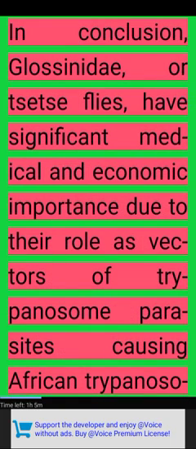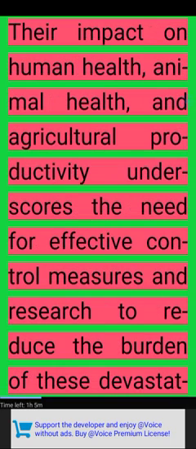In conclusion, Glossinidae, or tsetse flies, have significant medical and economic importance due to their role as vectors of trypanosome parasites causing African trypanosomiasis in humans and Nagana disease in livestock. Their impact on human health, animal health, and agricultural productivity underscores the need for effective control measures and research to reduce the burden of these devastating diseases.